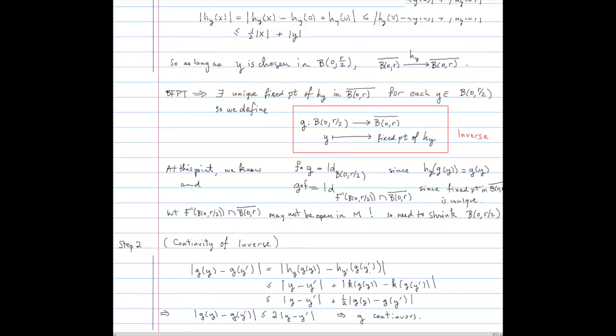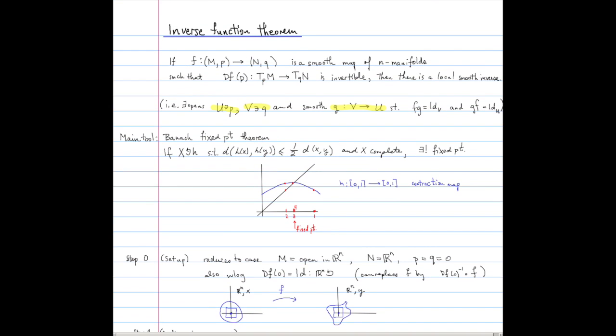Once we have constructed this inverse map, then in step 2, we need to show that it's continuous. In step 3, we're going to use that continuous inverse and show that the map F is a local homeomorphism. Okay. Once we know that it's a local homeomorphism, the only remaining part is to show that it's actually smooth. And so in step 4, we show that it's differentiable at every point. And in step 5, we show that it's actually infinitely differentiable, so an arbitrary number of derivatives. And I'll put these notes up on the web page.